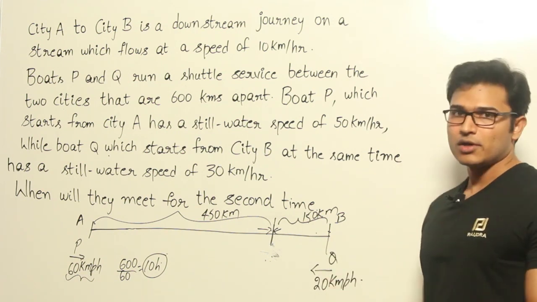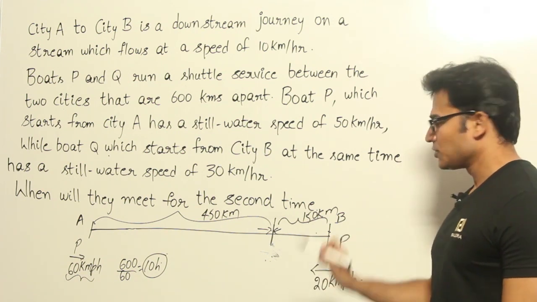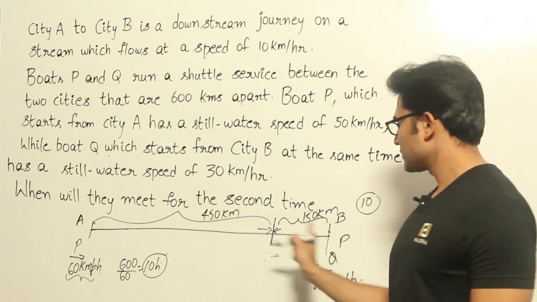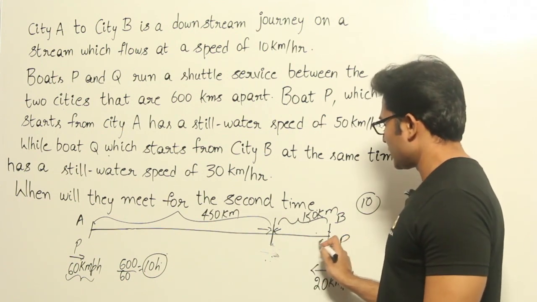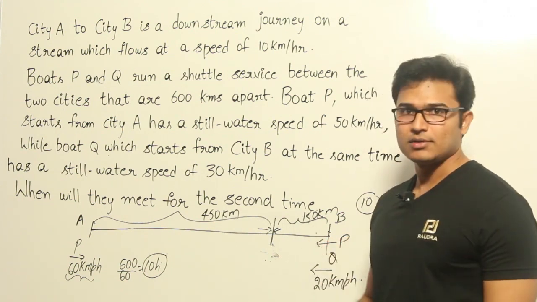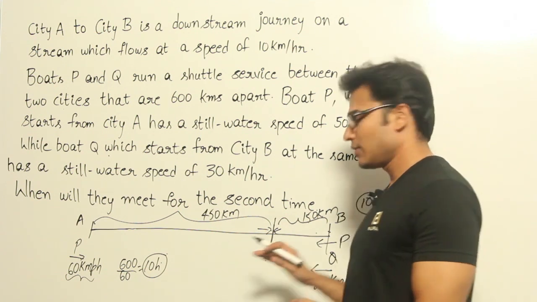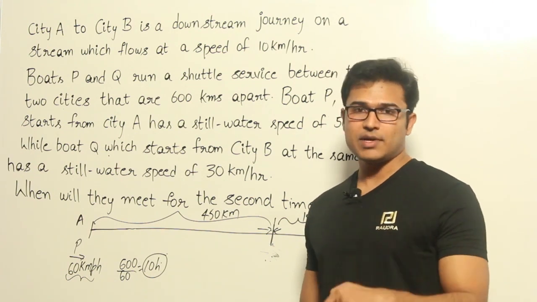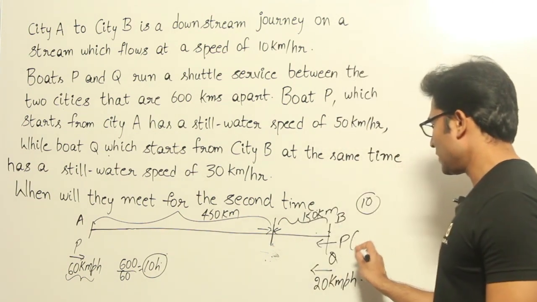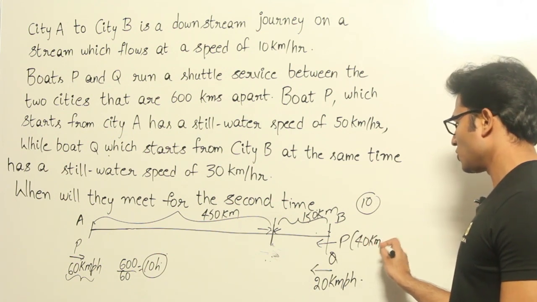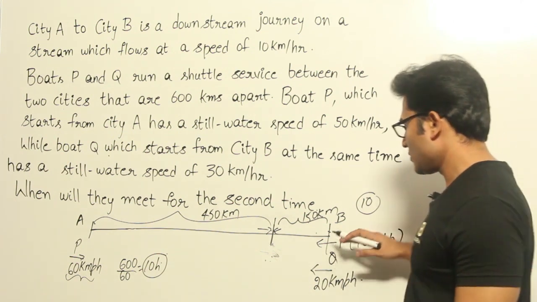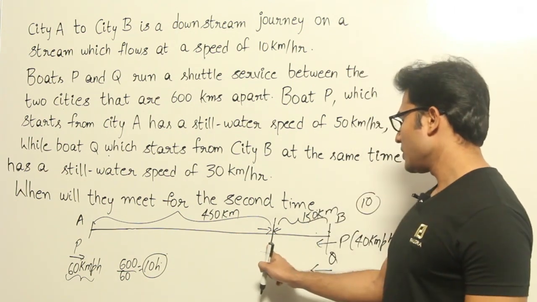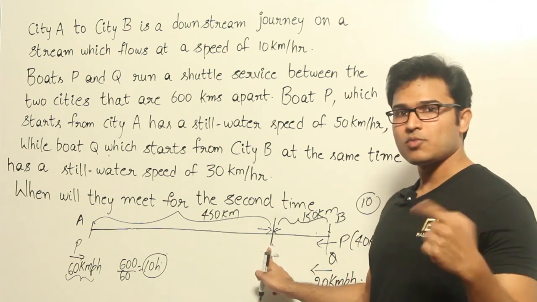Now let us say after 2.5 hours, P has reached B, right? Now the total time taken is 10 hours. In 10 hours, P has reached B and it has just changed the direction. When it changes direction, it is traveling up the stream. When it is traveling up the stream, if its speed is 50, you have to subtract 10. Therefore, its actual speed will now be 40 kilometers per hour. So now P has started moving at 40 kilometers per hour after 10 hours. Just remember that.